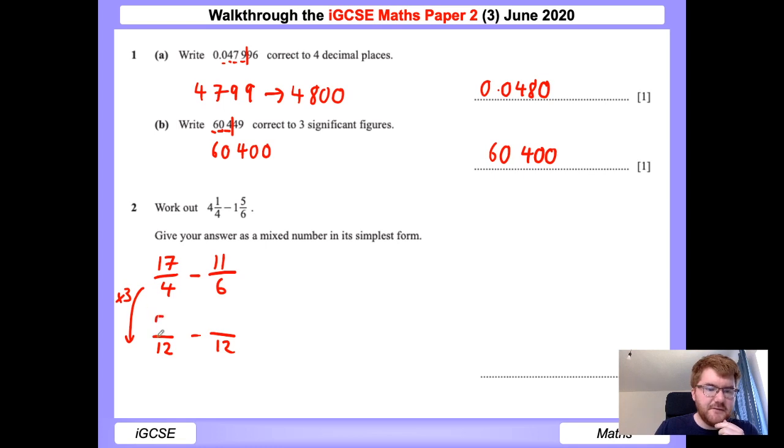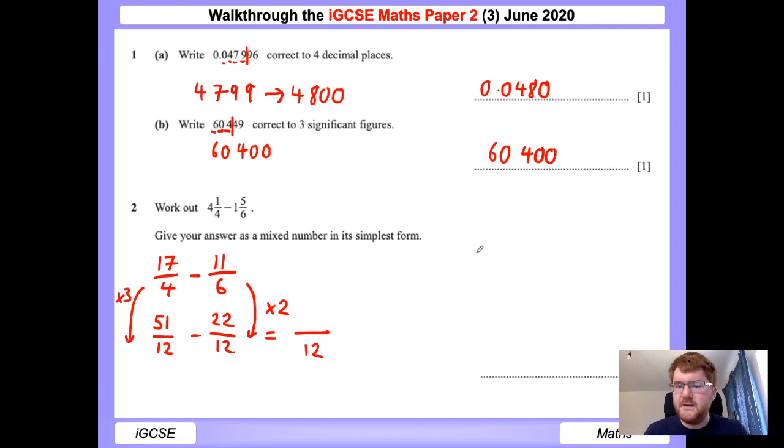17 times 3 is 51. And here, what do we multiply 6 by to get to 12? This is by 2. 11 times 2 is 22. And now we subtract the 2 fractions from each other. So then we get this, and then 51 minus 22. If I'm in the exam, I've got the time to actually just go through this, old school, by going through the minusing very, very carefully. So we get 29 over 12.